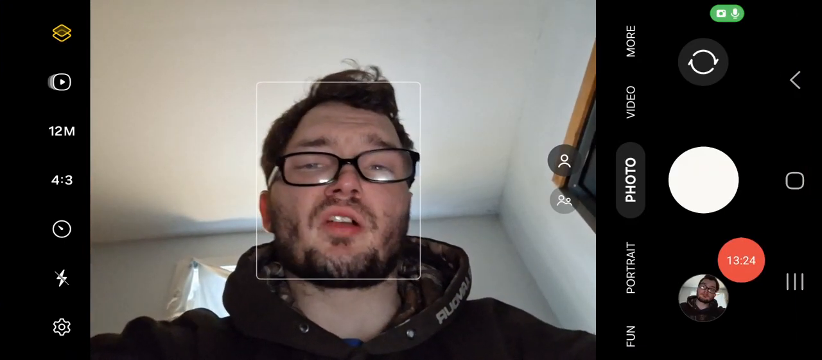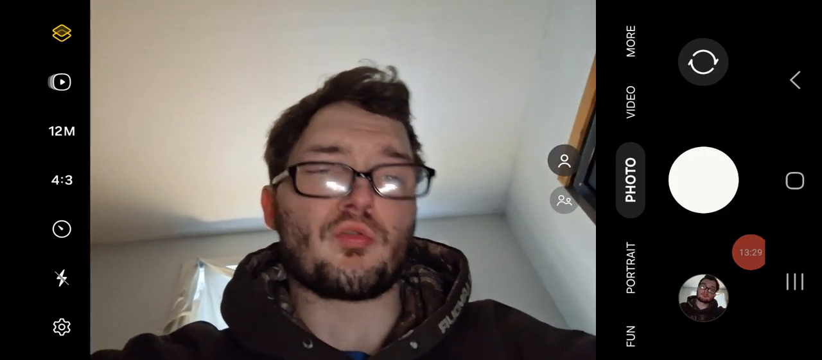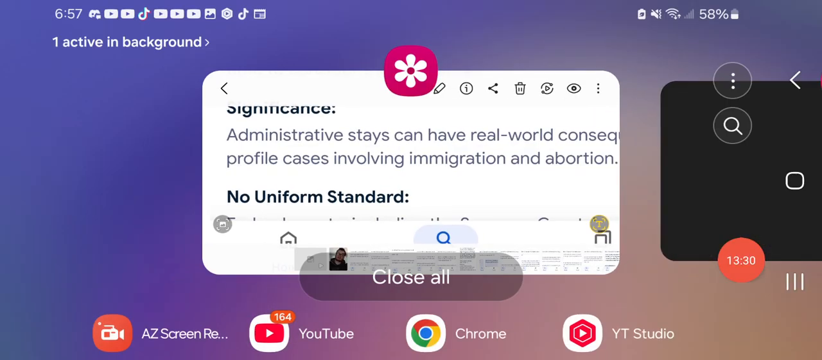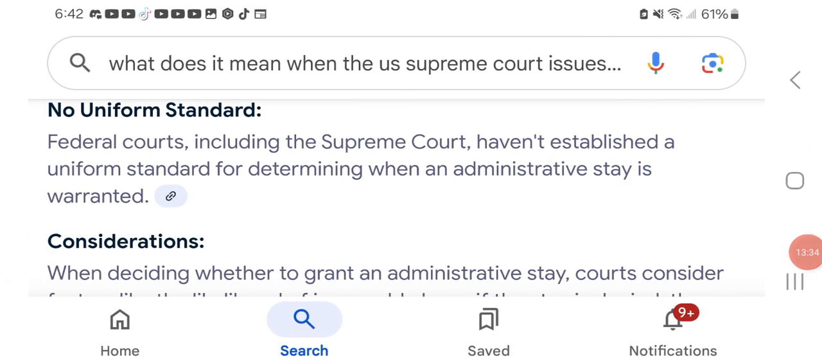Ladies and gentlemen, we're about to find out about the lack of a uniform standard. The federal courts, including the Supreme Court, haven't established a uniform standard for determining when an administrative stay is warranted.